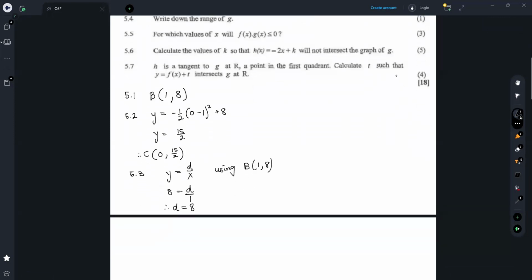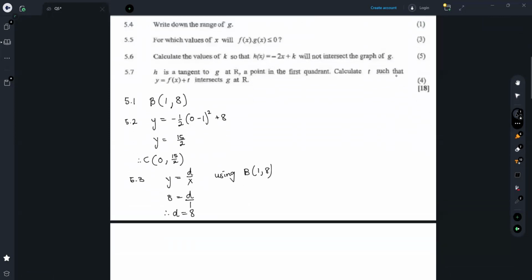Okay, so now here they say, write down the range of g. Write down the range of g.